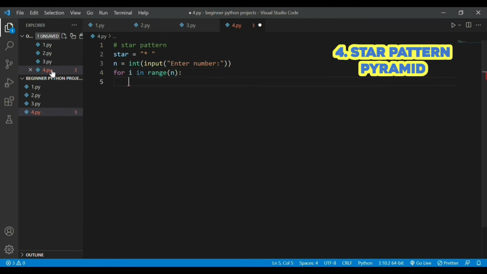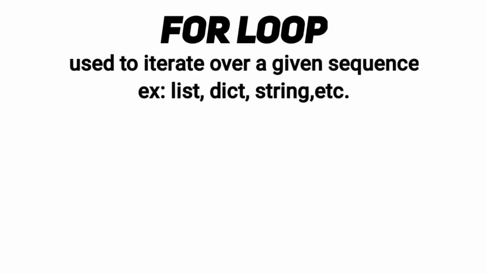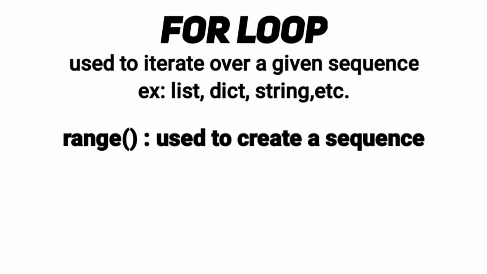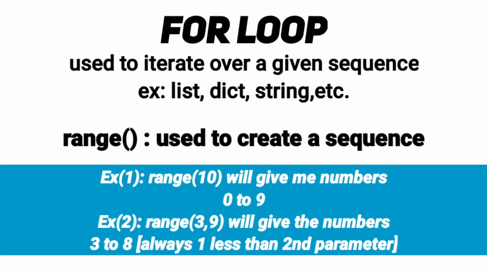Now let's see what that is. A for loop is used to iterate over a given sequence. The range function is used to create number sequences in Python. It takes 2 parameters, but if we give 1 parameter, it starts from 0 and stops before the specified number. It stops before the specified number, meaning it will not take n, it will stop at n minus 1.